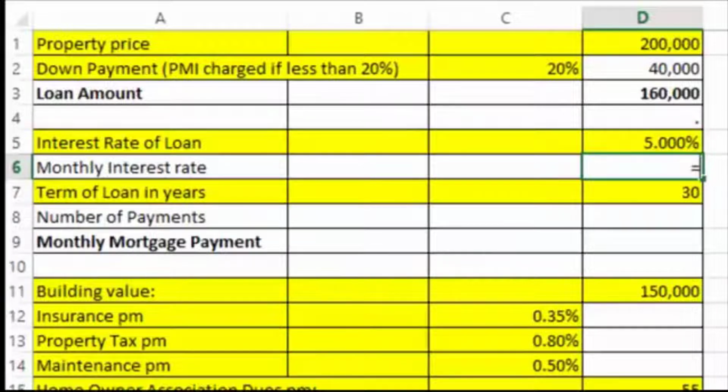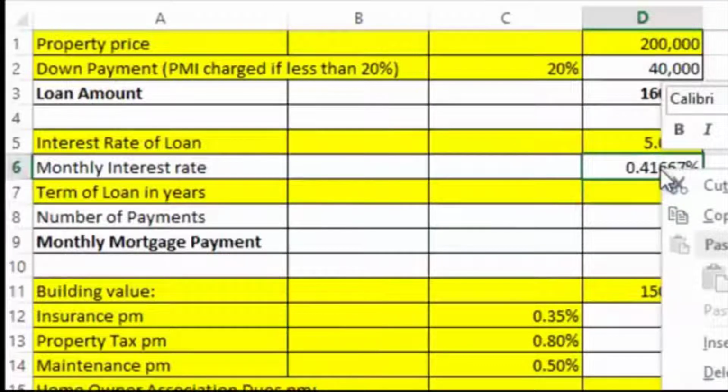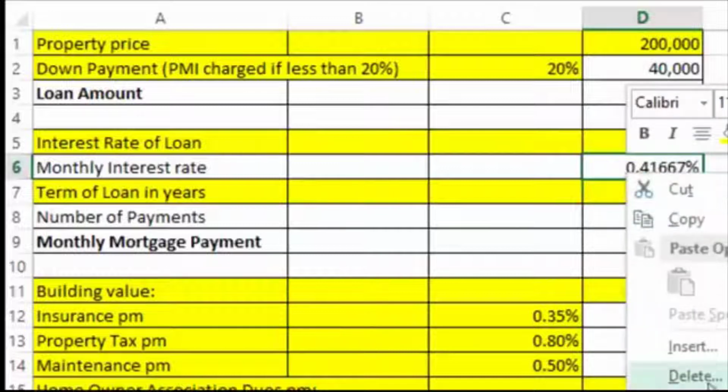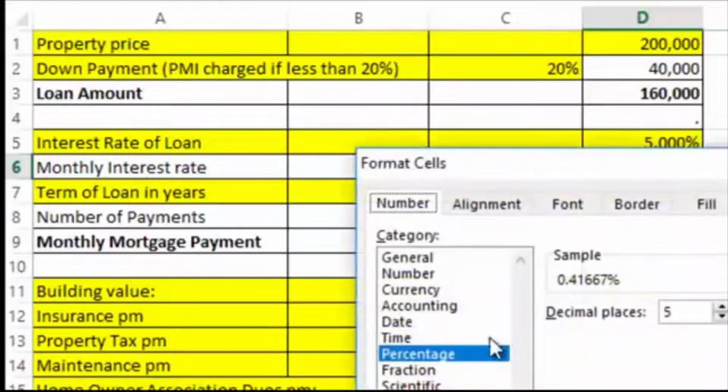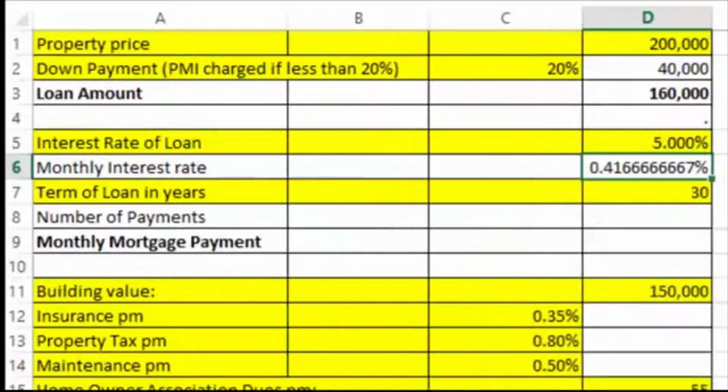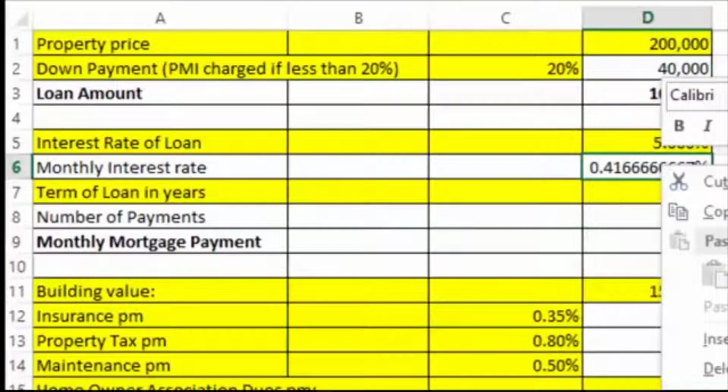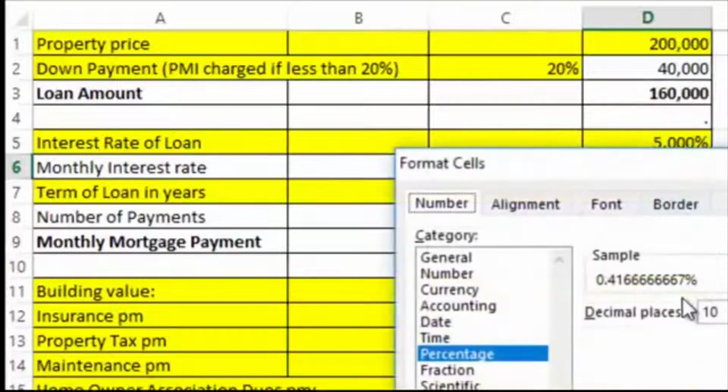It's going to be the annual interest rate divided by 12, isn't it? Use the divide sign, and then press enter. And notice that if you right click on a cell and go to format cells, you can change the number of decimal points, so you can give it lots more or lots less. But it doesn't matter what's displayed here.